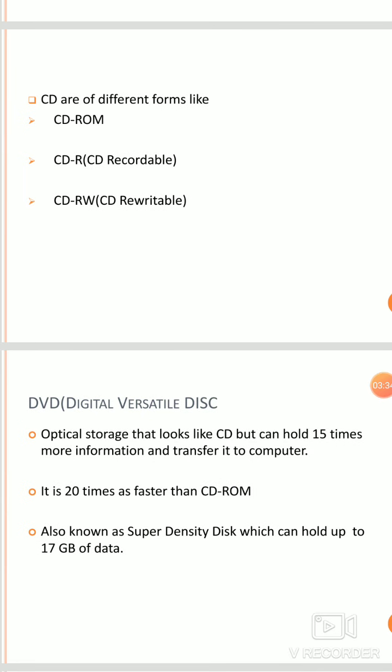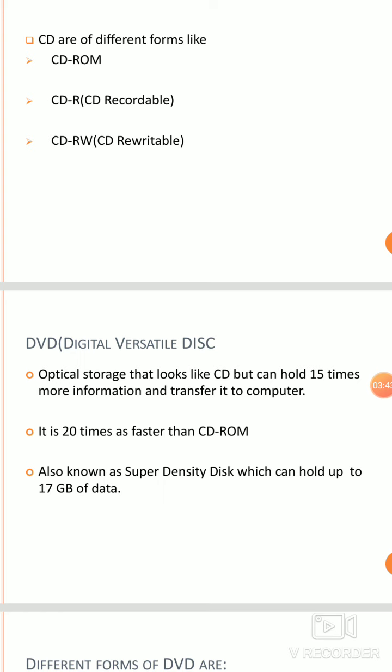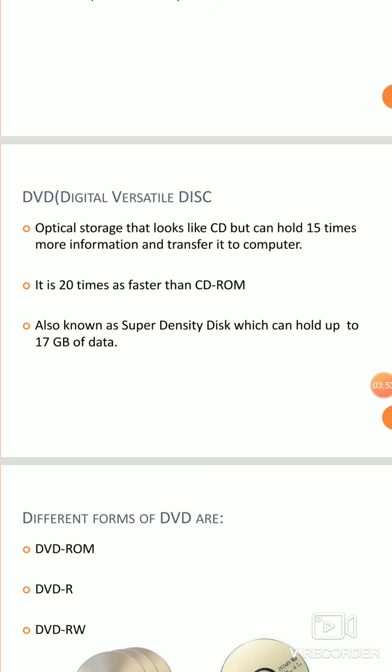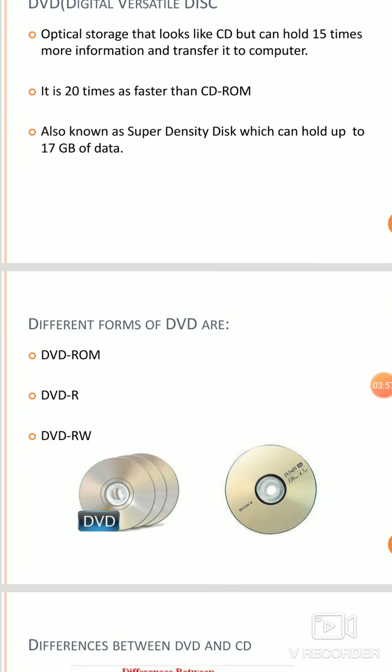Next is DVD, also known as digital versatile disc. It is another type of optical storage that looks like a CD but can hold 15 times more information and transfer it to the computer. It is 20 times faster than a CD-ROM, also known as super density disks, which can hold up to 17 GB of data. Different forms of DVD are DVD-ROM, DVD recordable, DVD rewritable.